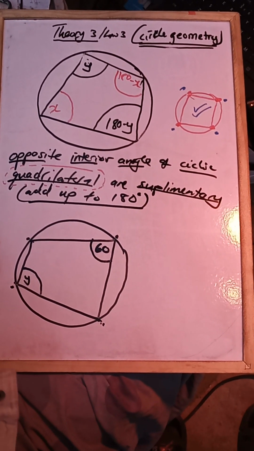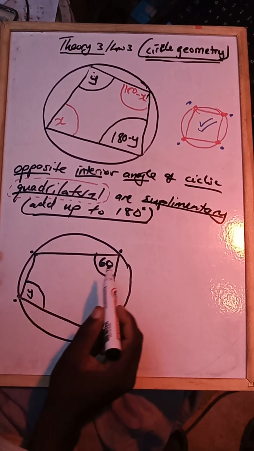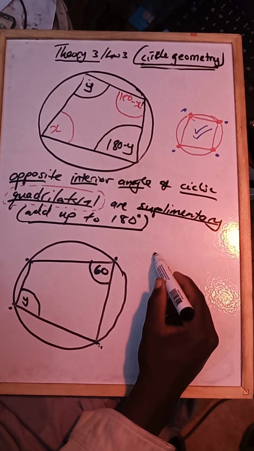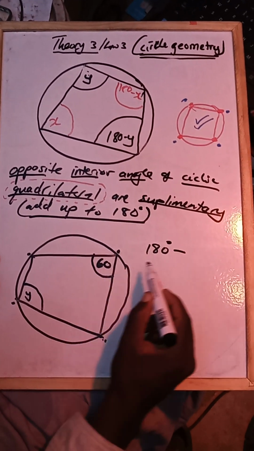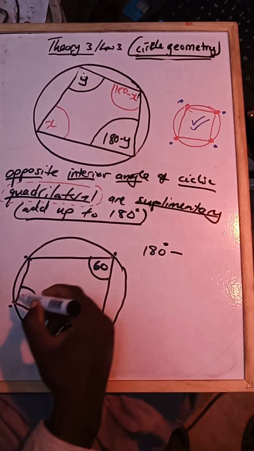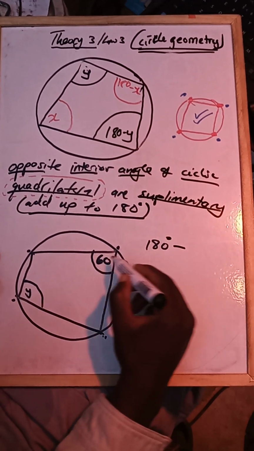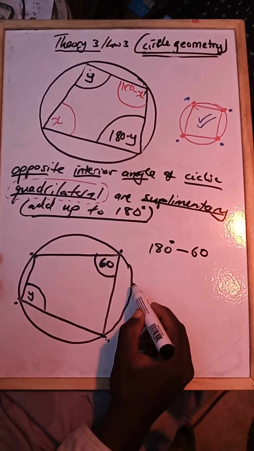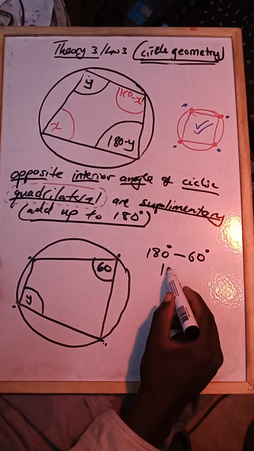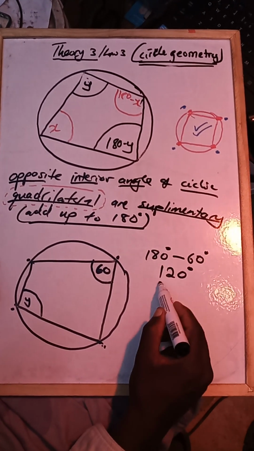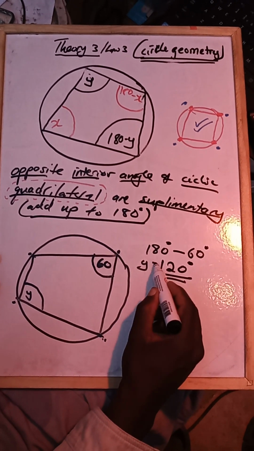To find y, we need to say 180 degrees minus the given, which is 60 degrees. Here we get 180 minus 60, which is 120 degrees, so that's the value of y.